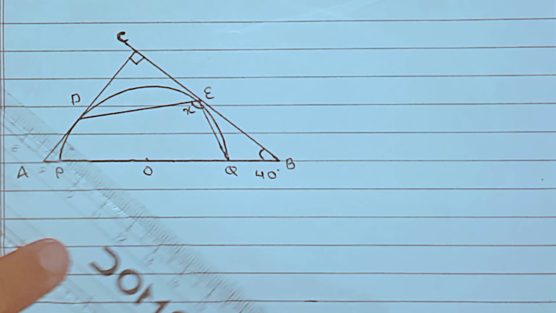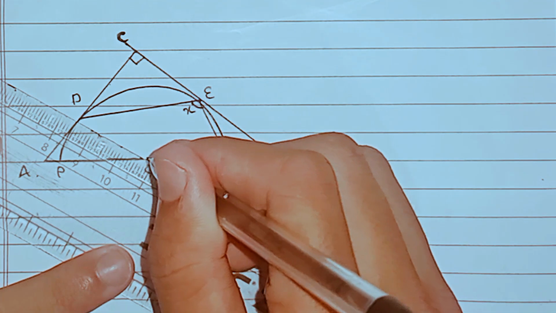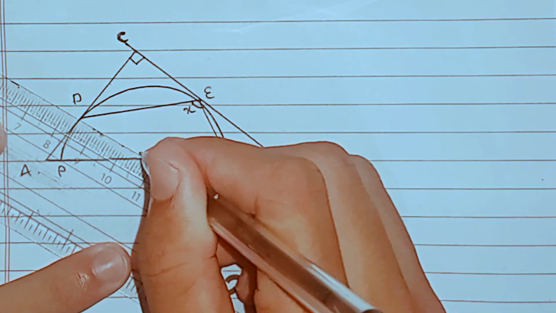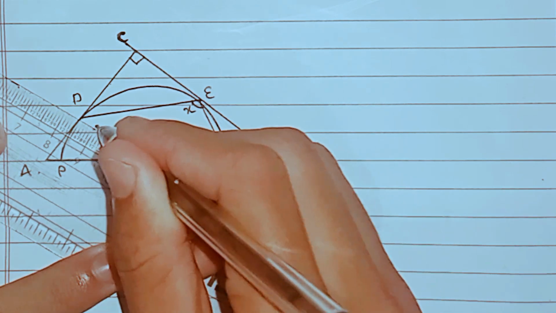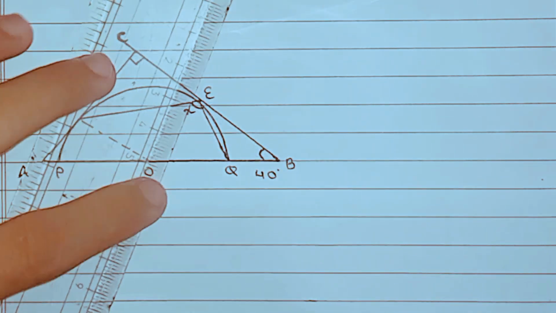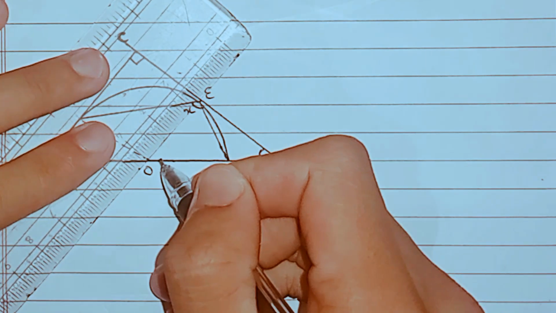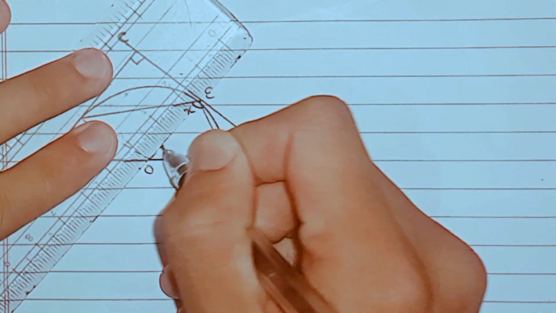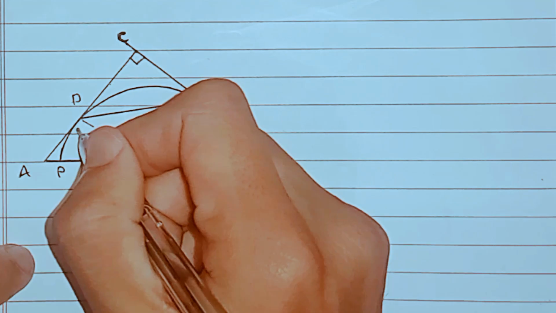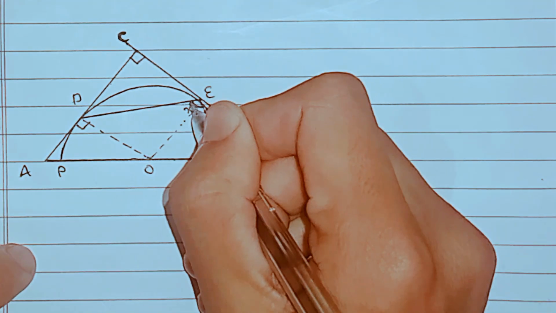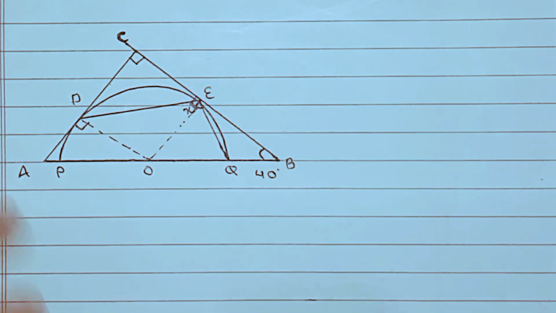So to begin, let's draw a line from the center of the circle to each of the points of contact. And we know a theorem that the line drawn from the center of the circle to the point of contact of a tangent is perpendicular to the tangent. So this line right here will be perpendicular to both the tangents.